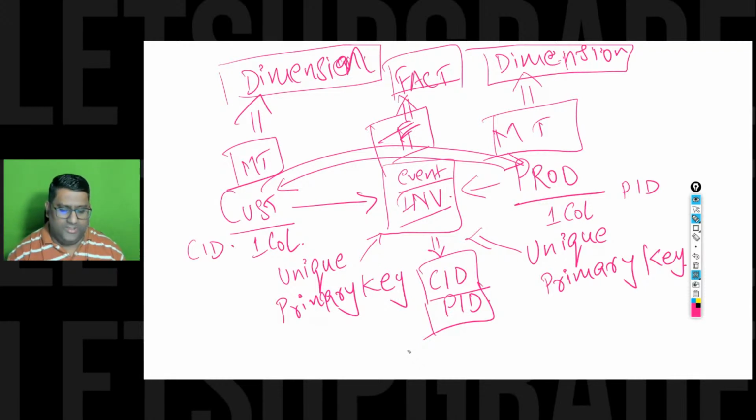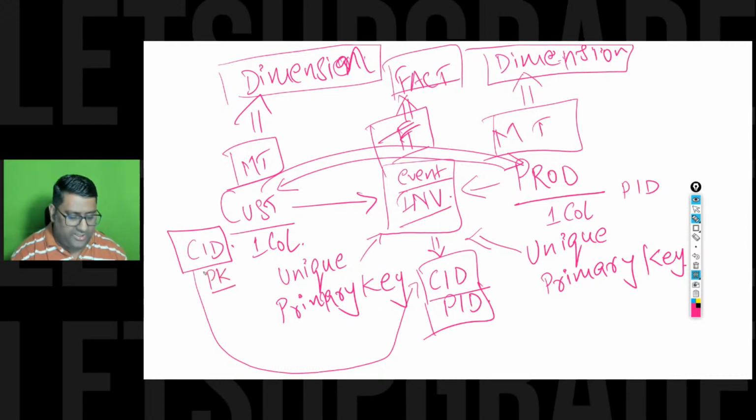Okay. Now this customer ID exists here as well as here. Now when I connect the customer ID from here to this, this becomes the primary key. And this becomes the foreign key. Please remember that. Foreign key.